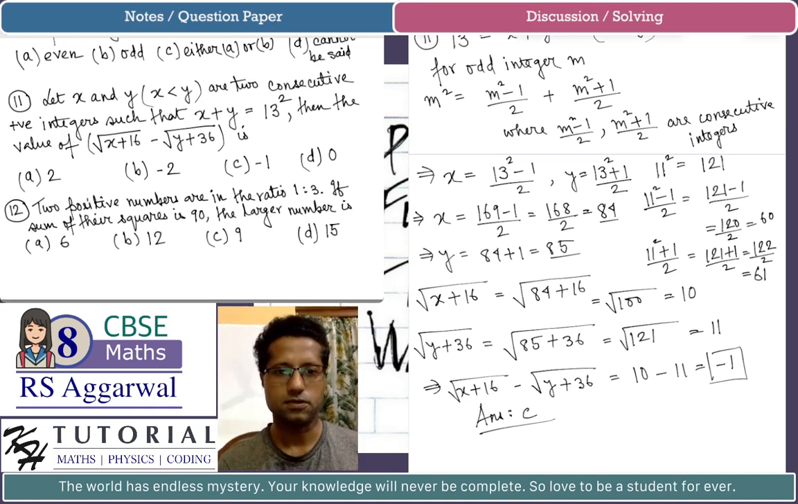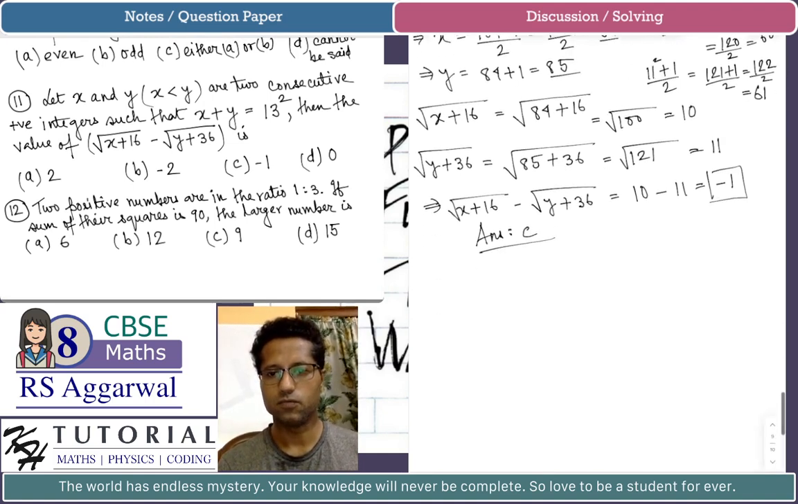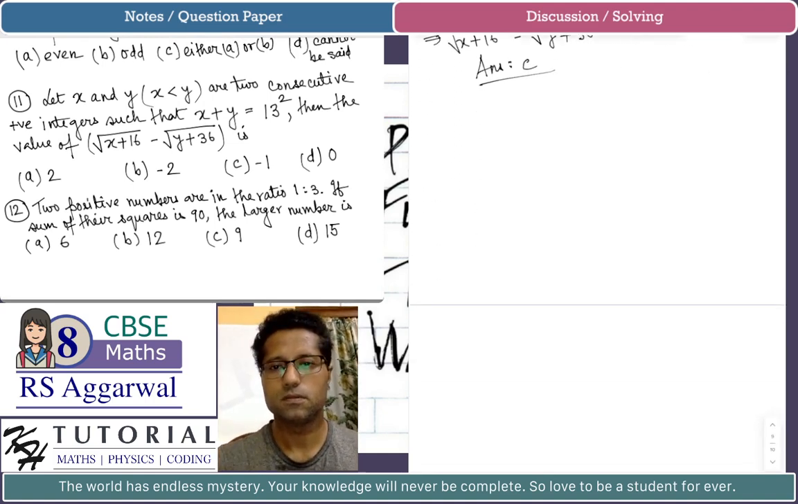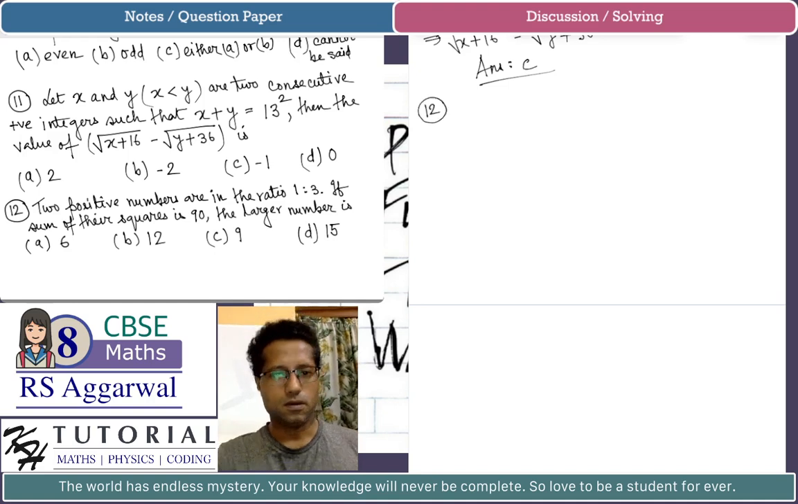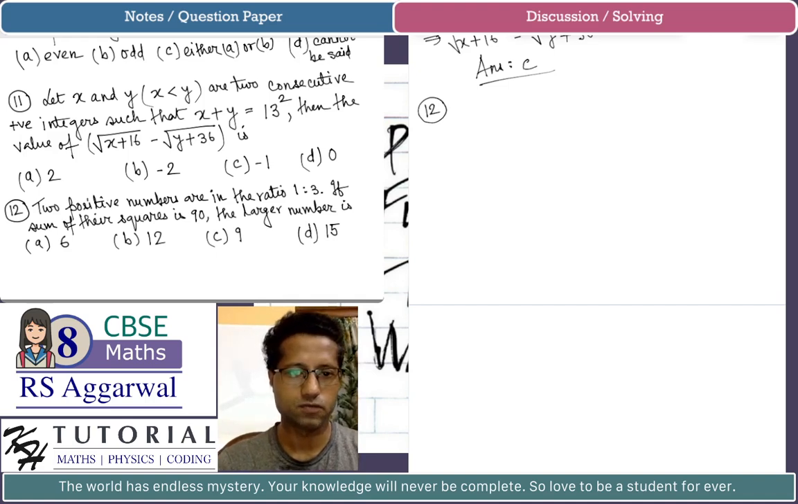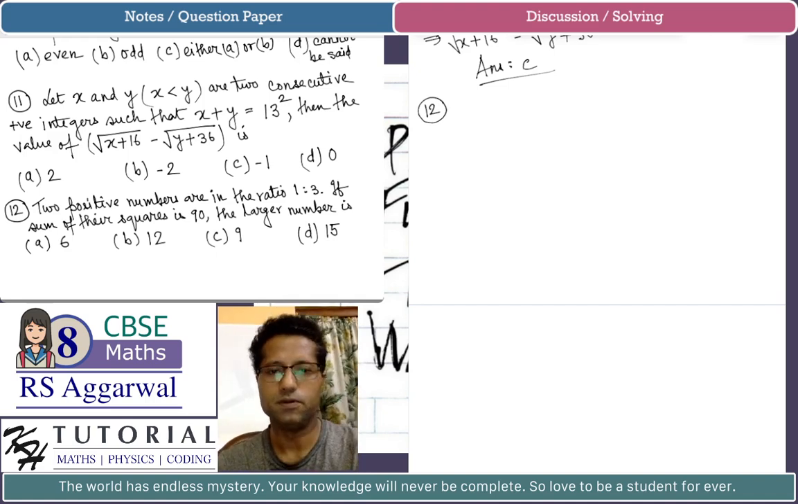Can you see the questions? Okay. Let's do the last problem, that is problem number 12. Two positive numbers are in the ratio 1:3. If the sum of their squares is 90, the larger number is.